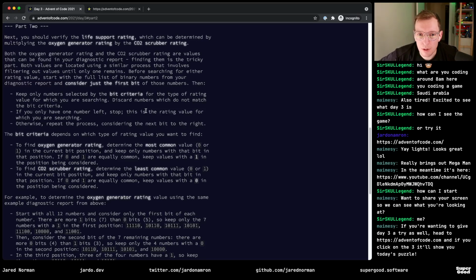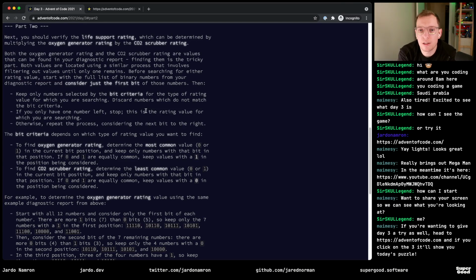Then, keep only numbers selected by the bit criteria for the type of rating value for which you are searching. Discard numbers which do not match the bit criteria. If you have only one number left, stop. This is the rating value for the one you were searching for. Otherwise, repeat the process considering the next bit to the right. Okay. I think I understood that.